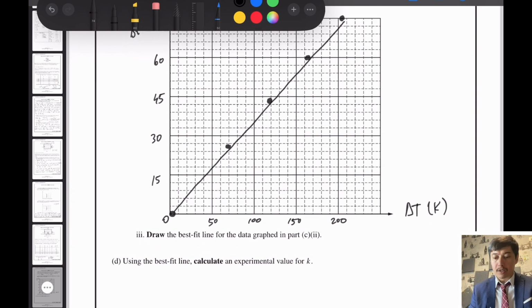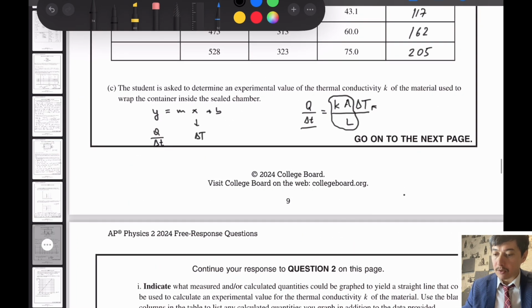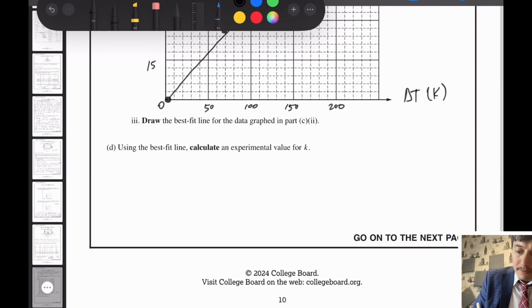Part D. Using the best fit line, calculate an experimental value for K. Okay, earlier here we wrote the equation. From there we can see that the slope M is going to be conductivity times area divided by L. So slope of the graph, let's say it's M, is going to be KA over L. From there, conductivity is slope times L divided by area.